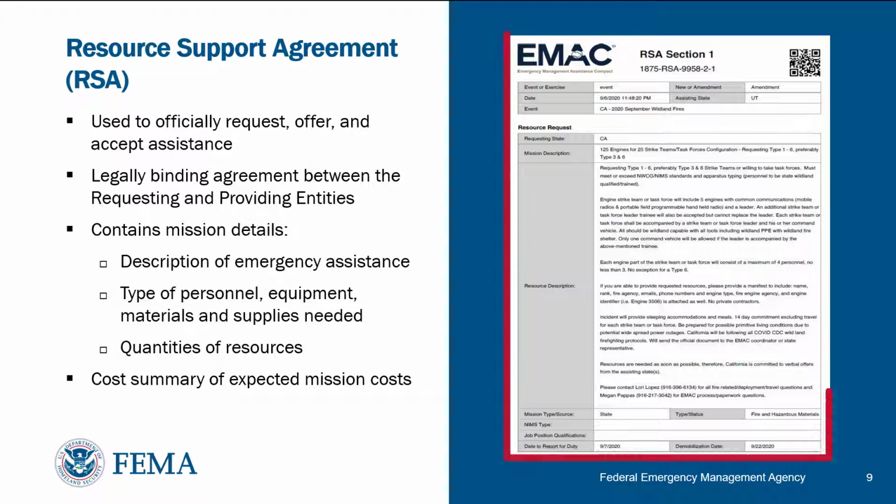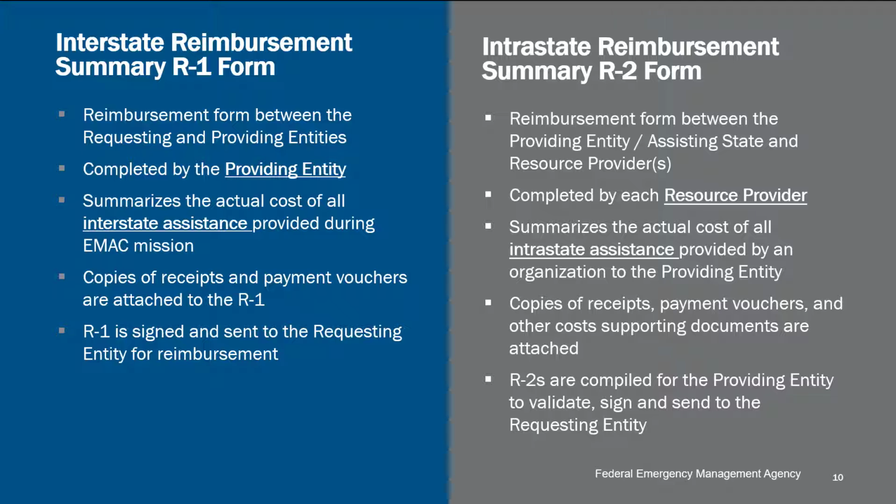Here's an example of the EMAC RSA. The RSA is an agreement signed between the requesting and providing entities. It contains the mission details, includes a description of the emergency service function for which assistance is needed, the type of personnel, equipment, materials, and supplies needed, resource quantities, the length of time resources are needed, and a cost summary of expected mission costs.